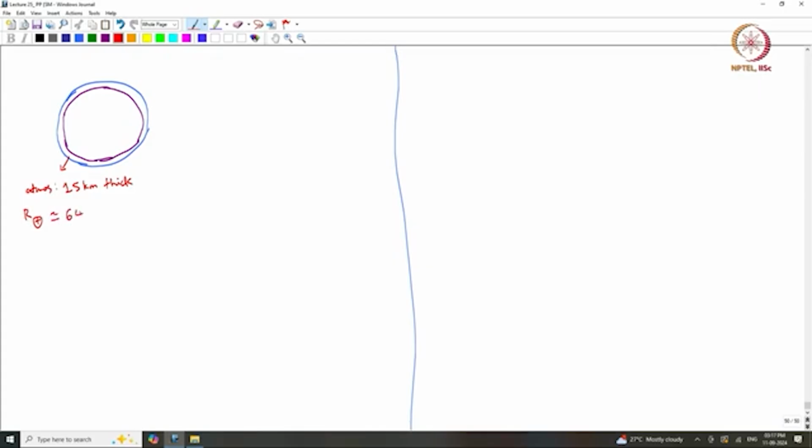That's around 6,400 kilometers, right? So this plus inside a circle is the conventional symbol for Earth, right? Okay, now that would mean that a typical chord length in the Earth is how much? Up to the order of magnitude. It's about 1,000 kilometers, right? That's the order of magnitude.